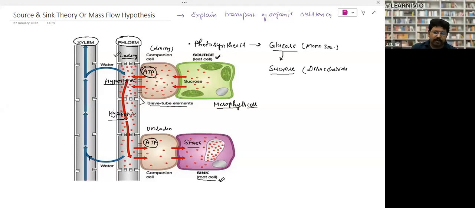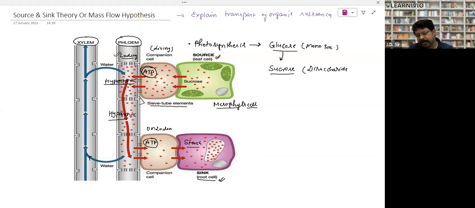Now after unloading from the companion cell, it reaches the sink, right? Root cells, where it needs to be stored. In the root cell, this sucrose is converted into starch. Starch is insoluble in water. Now water gets separated. This water goes back to the nearby xylem element, and again it circulates with the help of xylem, and that's how unloading takes place. This is called source and sink theory, or the mass flow hypothesis.